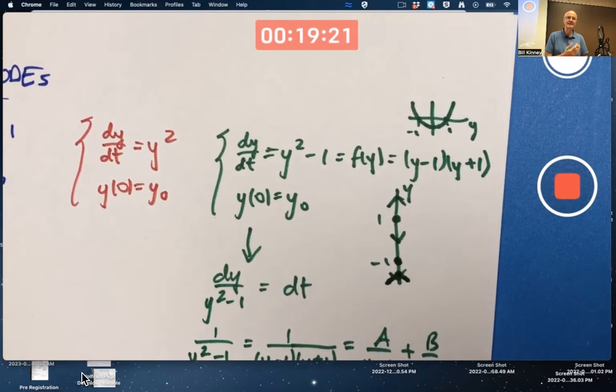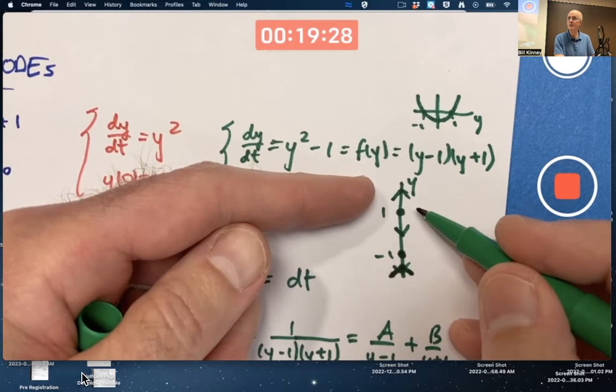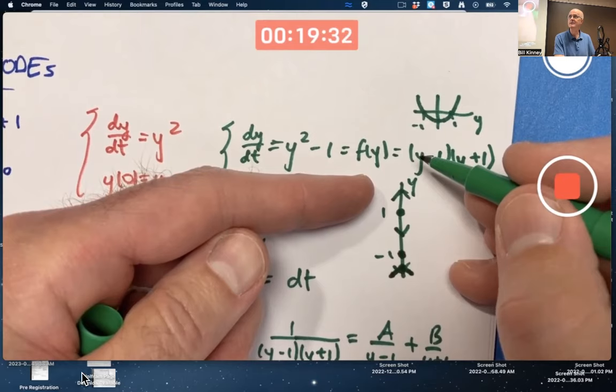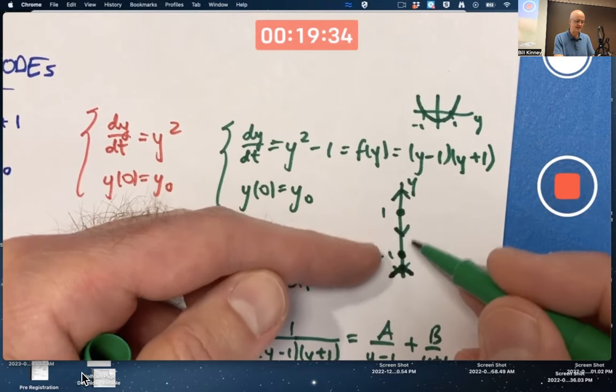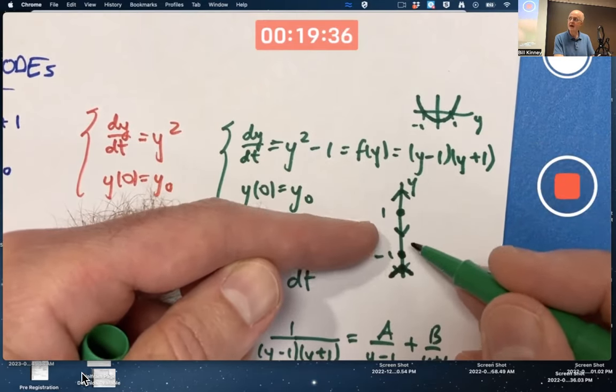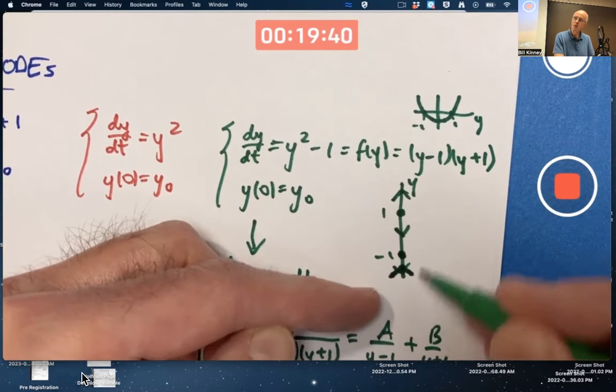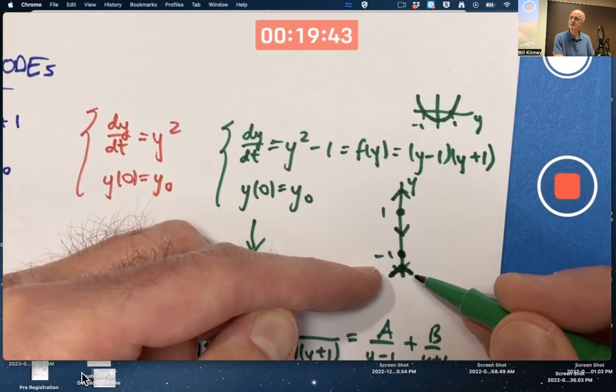This is telling us the long-term behavior of y based on initial conditions. If the initial condition is bigger than 1, y goes off to infinity as t increases. If it's between 1 and -1, it goes down to -1 as t increases. And if it's less than -1, it goes up toward -1 as t increases.